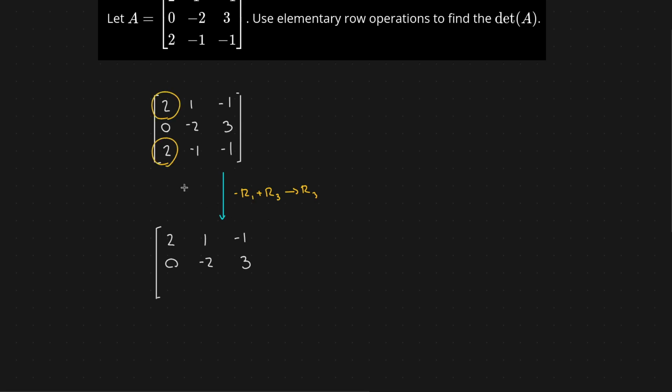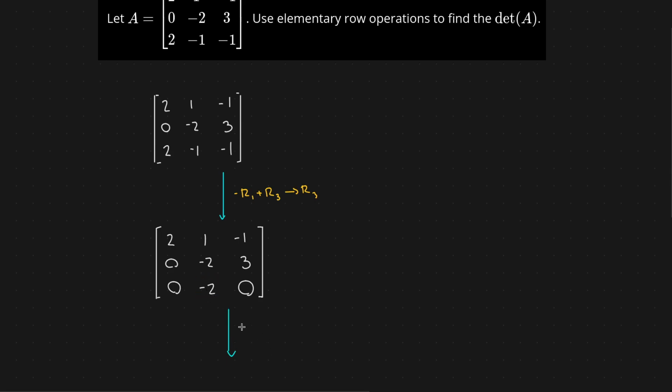So -2 plus 2 is 0. -1 plus -1 is -2. And +1 plus -1 is 0. Okay, so far so good. I still don't have that stair-step pattern. So I'm going to do one more row operation here to get a 0 down here.